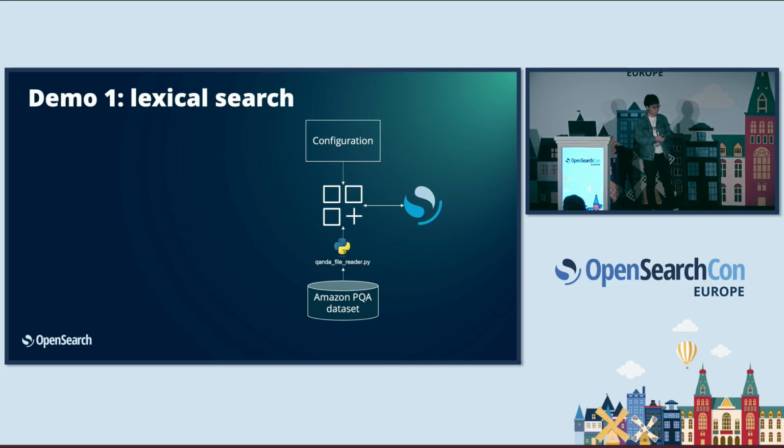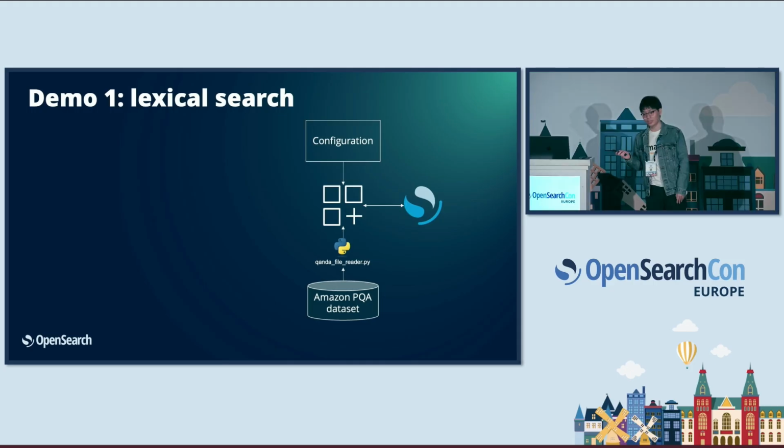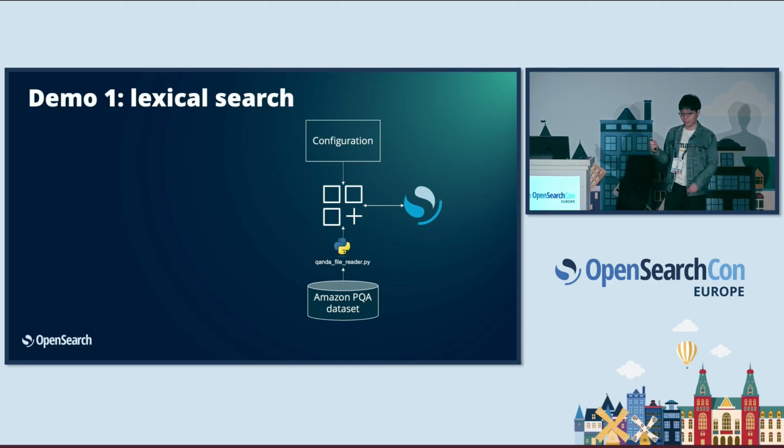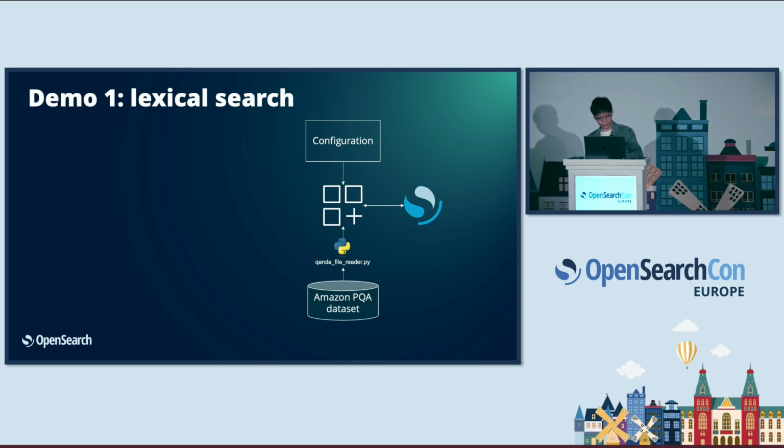The OpenSearch ML Quickstart is working on the PQA dataset, and here is a paradigm of how we are going to use that dataset. As you can see here, for the first demo, we have a file named Q&A file reader. This file reader will read the dataset and do some pre-processing, and finally ingest the pre-processed data into an OpenSearch index. And now it's time for demo.